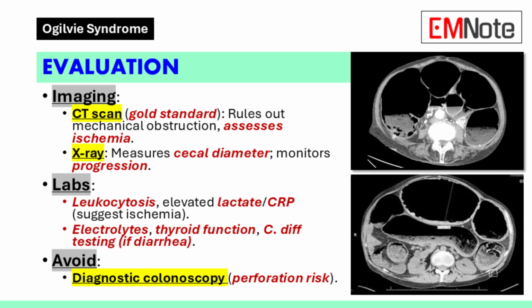Liver function tests, lipase, and human chorionic gonadotropin should be obtained to rule out other causes. Electrolyte abnormalities are common. Thyroid function should be evaluated. Patients with diarrhea should be tested for Clostridium difficile toxin. Blood cultures should be considered in septic patients.